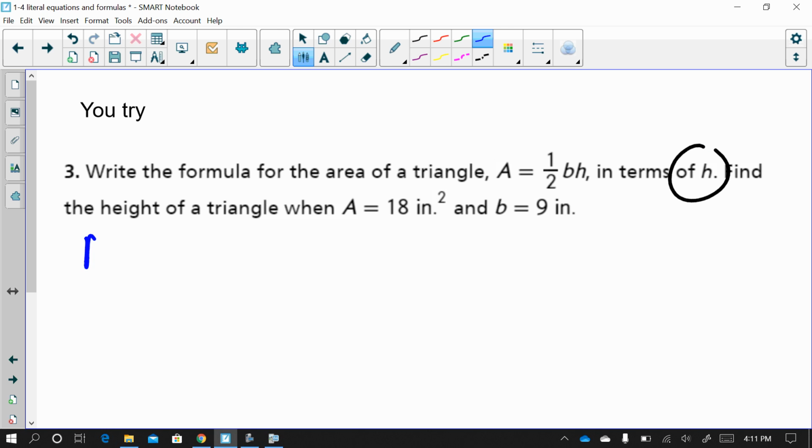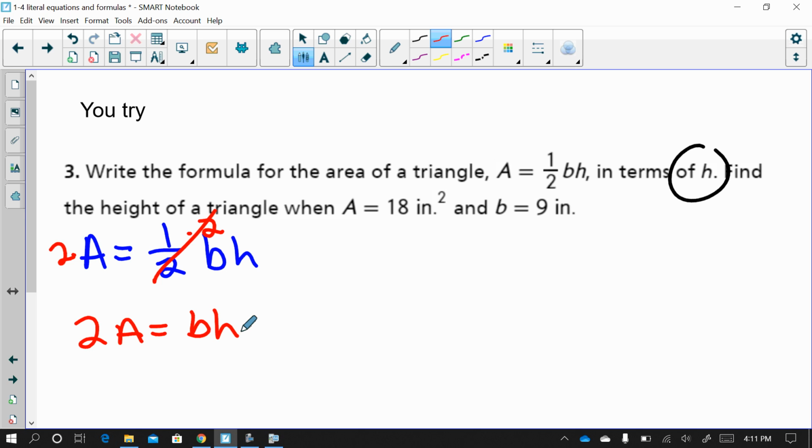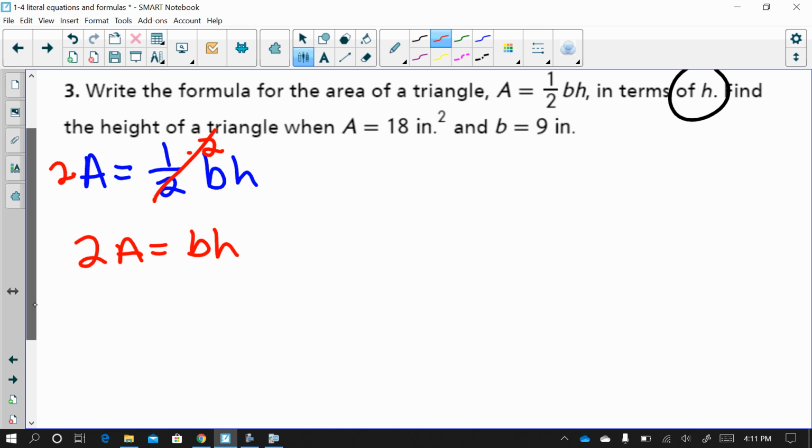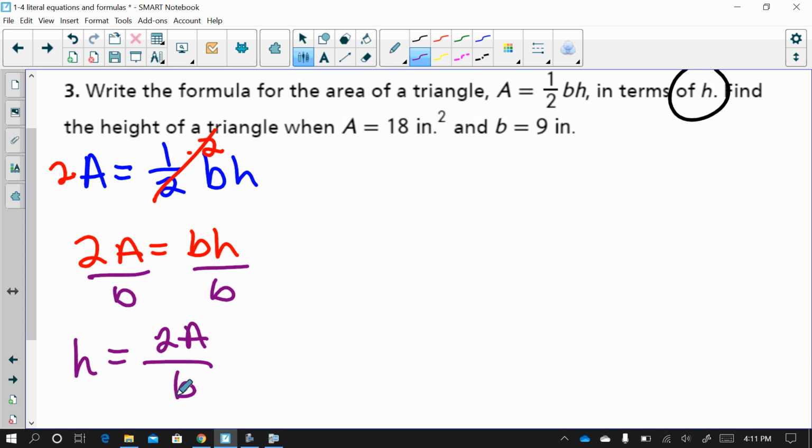Okay, so to solve for H, A equals 1/2 BH. I see the fraction first, so I want to get rid of that. How do I get rid of multiplying by 1/2? I can either divide by 1/2 or multiply by 2. So let's multiply both sides by 2. So 2A equals BH. Okay, I want to get H by itself, so B is hanging out with the H. How are they connected? Through multiplication, so we just need to undo the multiplication by division. So the height is equal to 2 times the area divided by the base.